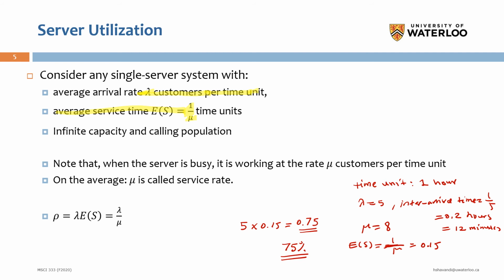Okay, so as you see here, if you multiply the arrival rate by the average service time of each customer, which means lambda over mu, that will be the server utilization rate. So here we have rho, where lambda is 5 and mu is 8. So 5 over 8, or 5 times 0.15, will be 0.75, the server utilization rate.